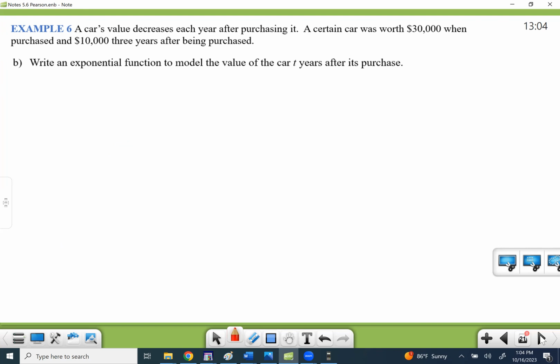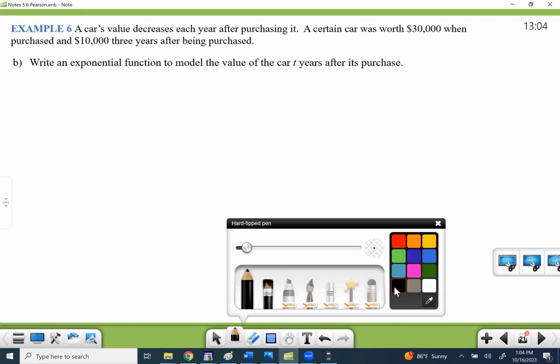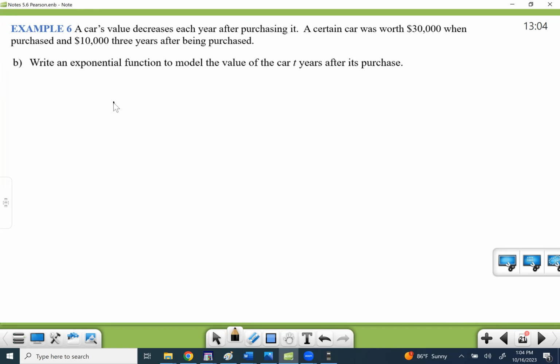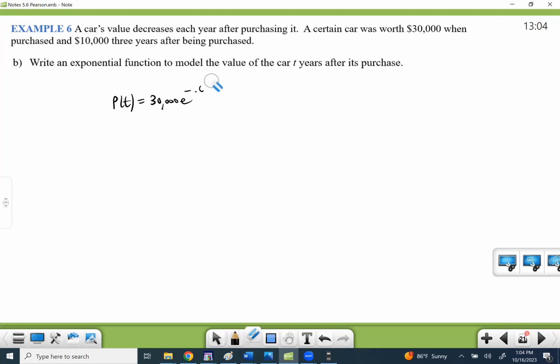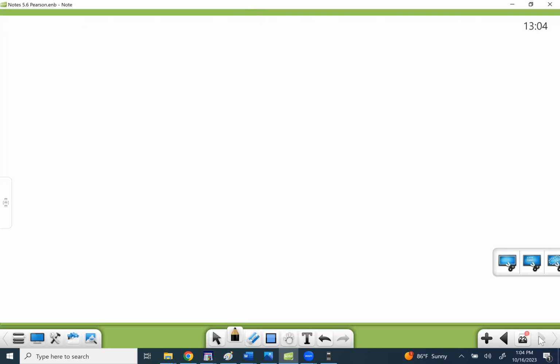Write an exponential function to model the value of the car 2 years after its purchase. Well, it started off at 30,000. We know the decay rate was 0.03. No, sorry, 0.3662, right? Sorry, I'm so scared. Okay, 0.3662. So now somebody can come in here, plug any time they want in, and figure out the value of the car. Estimate the value of the car.